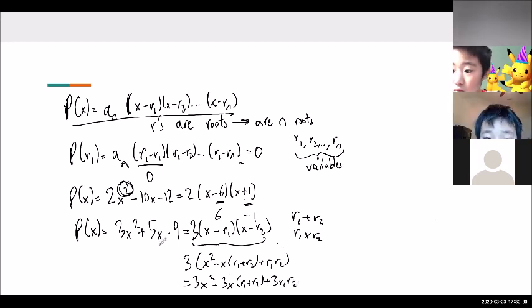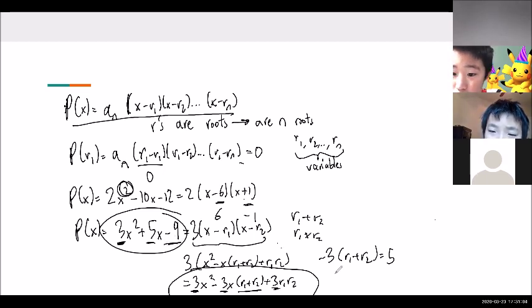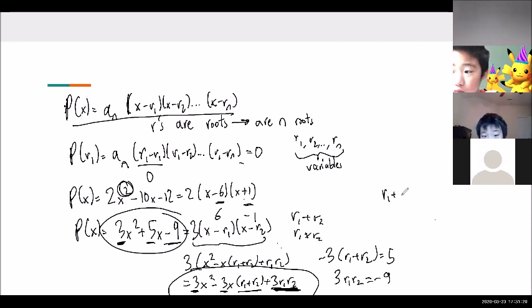Remember what I said earlier. If two polynomials are equal, then the coefficients of each term are going to be equal. So in this case, these coefficients of x squared are equal. And similarly, the coefficients of x are equal. So minus 3 times (r1 plus r2) is equal to 5. And then the constant coefficient, which is 3 r1 r2, since it's times x to the 0th power, which is 1, is equal to minus 9. This means that r1 plus r2 is equal to minus 5 over 3, and r1 r2 is equal to minus 3.